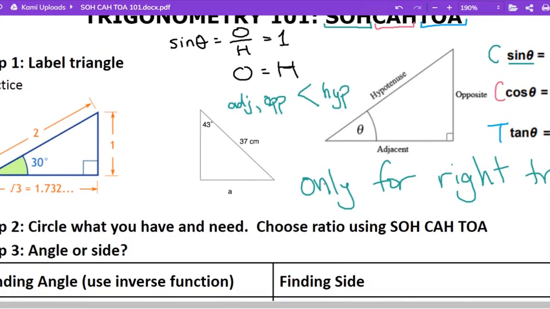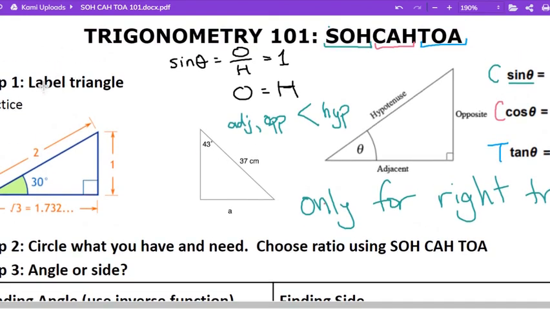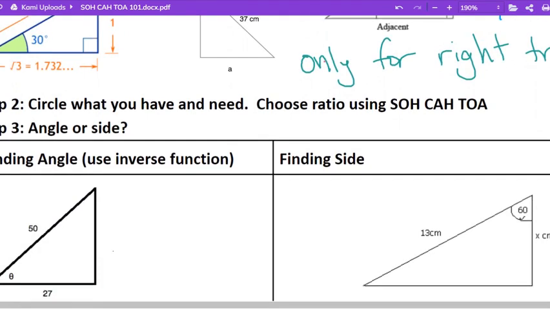Okay, so let's practice. I'll give some steps, and we're going to have two different scenarios, one in which we need to find an angle, one in which we need to find the length of a side.